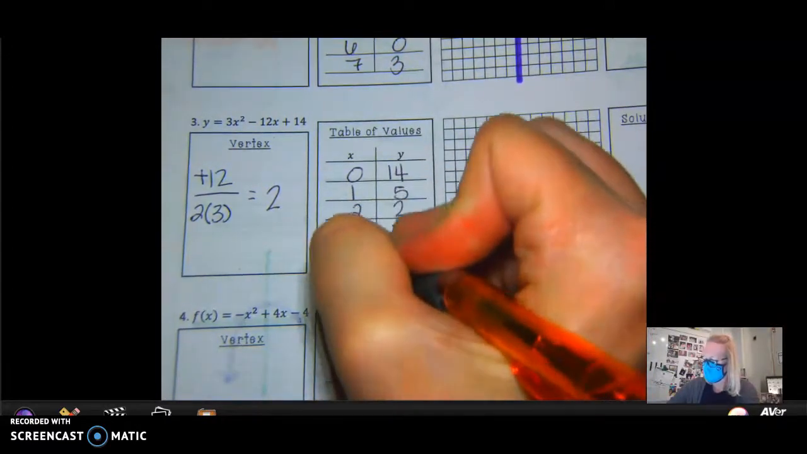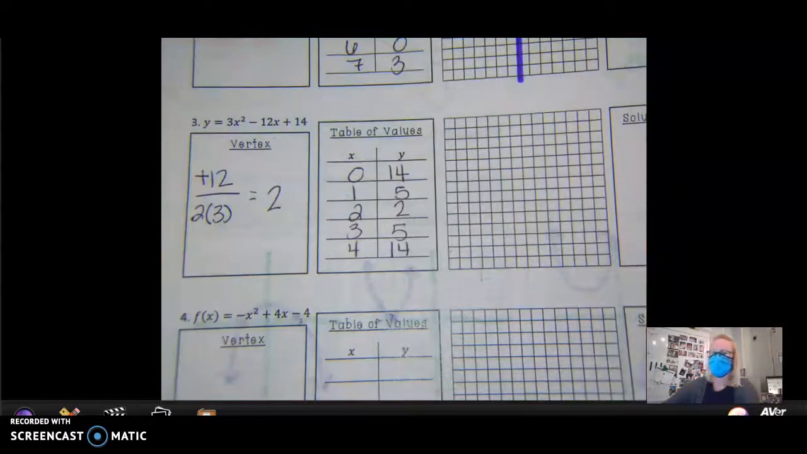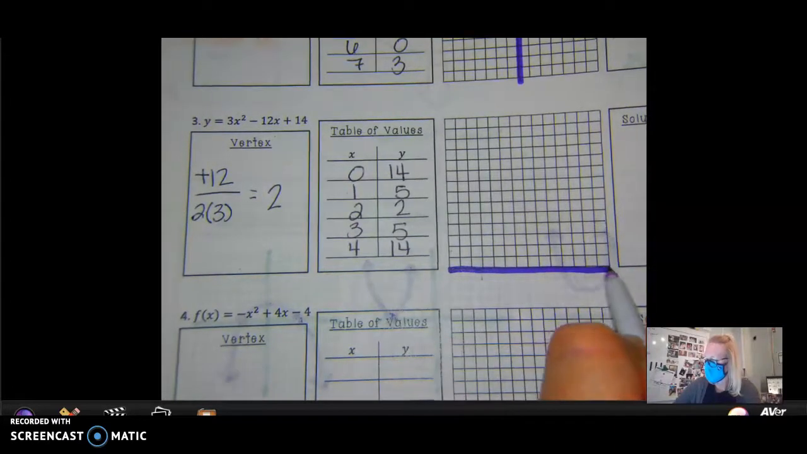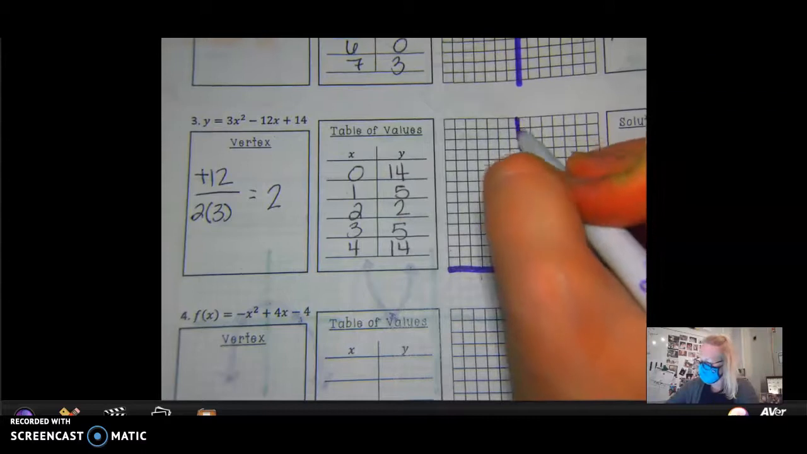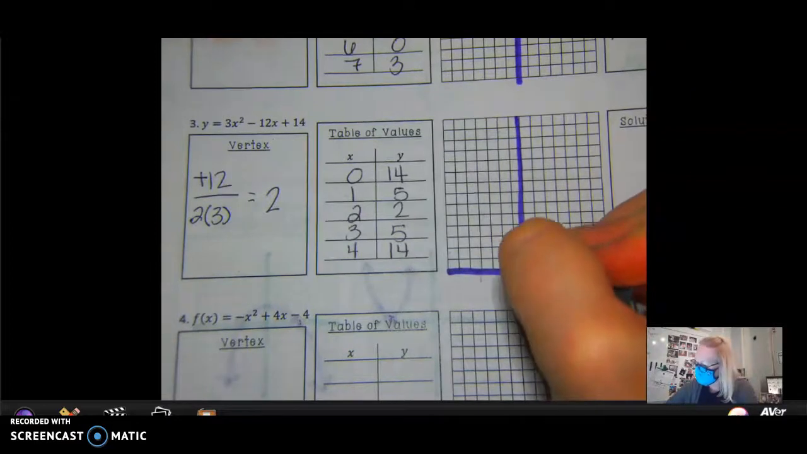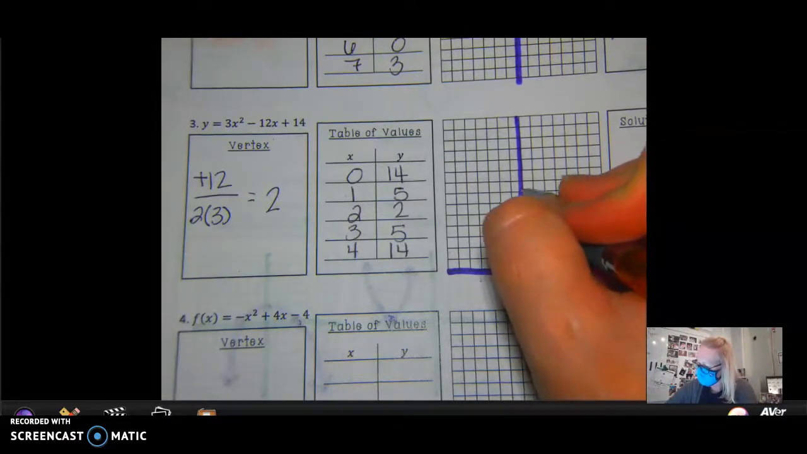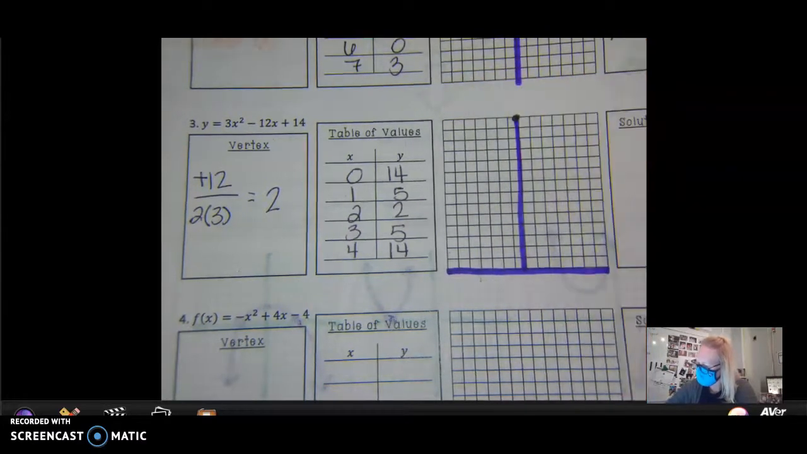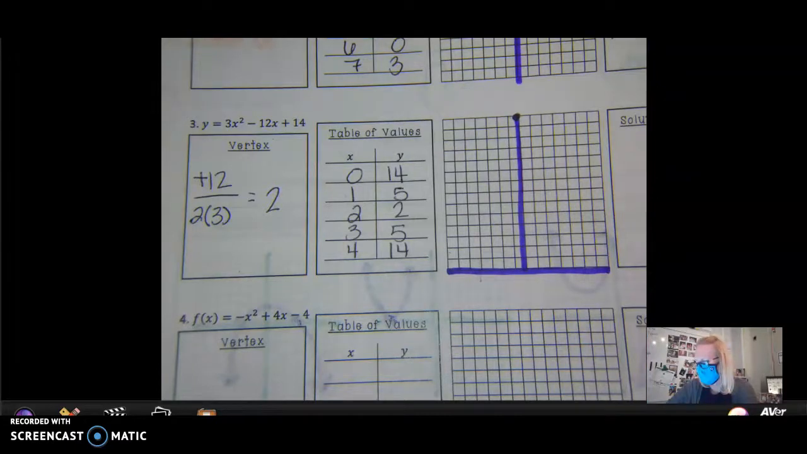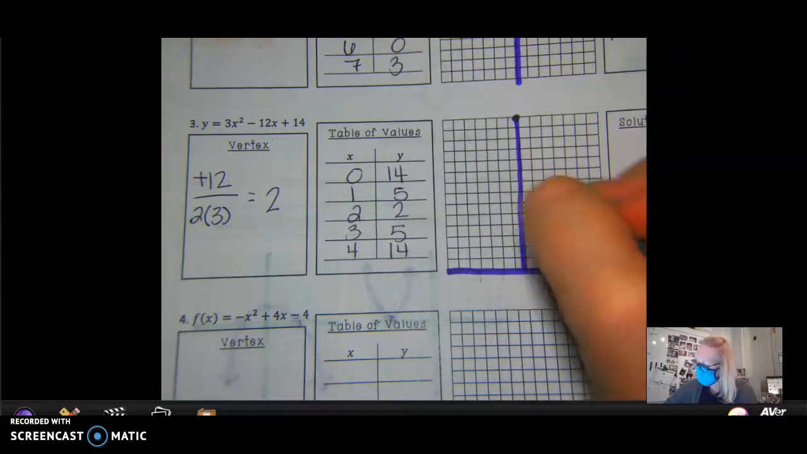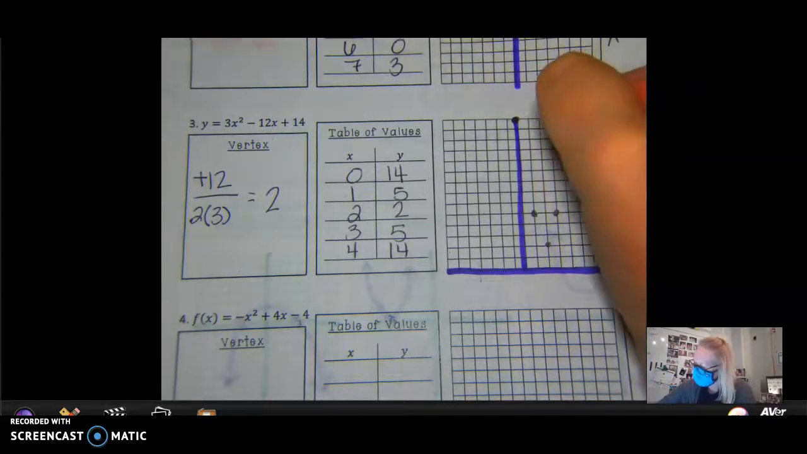3, 4. Okay, so this is what I was talking about. I'm going to have to go really high, so I'm actually going to put my x-axis all the way down here. My y-axis should be fine. We'll see if I can actually get this on the grid. So it starts at 0, 14. 1, 2, 3, 4, 5, 6, 7, 8, 9, 10, 11, 12, 13, 14. Oh, what's wrong with this? There's something wrong. Oh, no, there's not. Over 1, 5. 1, 2, 3, 4, 5. 2, 2. 3, 5. And 4, 14.